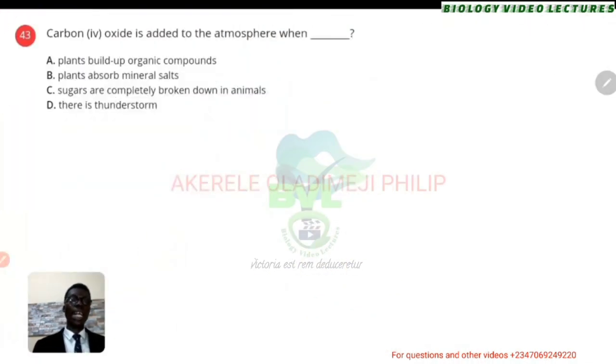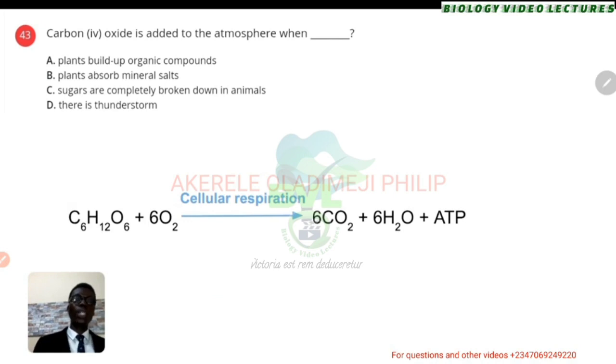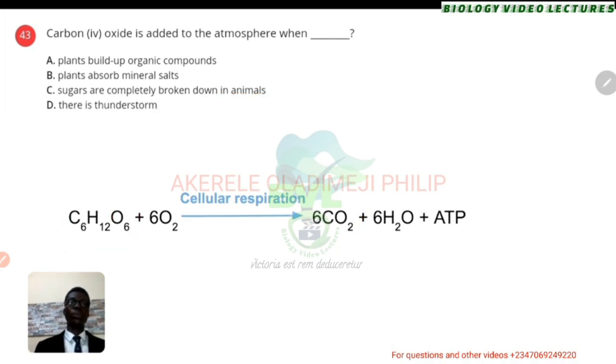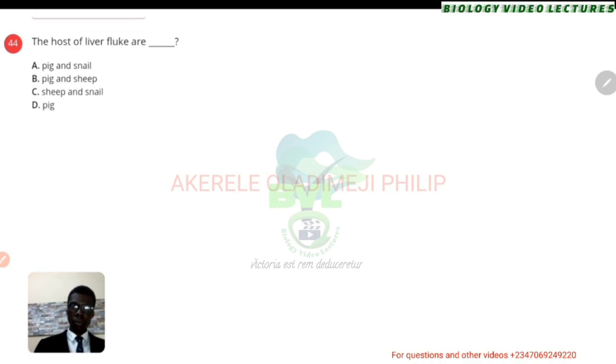Carbon dioxide is added to the atmosphere when sugars are completely broken down in animals. Yes. When you break down sugar, which is in this case glucose, in the long run CO2 is released into the atmosphere. So the answer is sugars are completely broken down in animals, like you're having what we call cellular respiration.